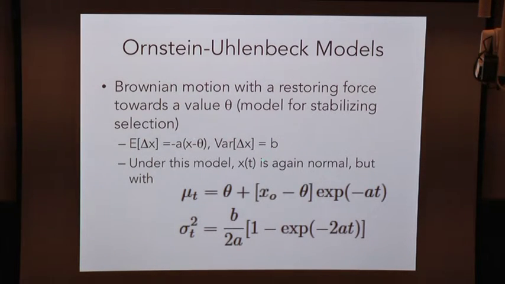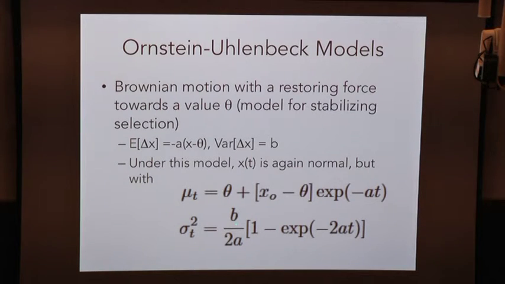And what you can show for this model is, again, the mean at time t is normally distributed, but now the mean doesn't stay at the initial value as its expected value. It basically goes to this value theta. So if you plug in t equals 0, you get the initial value minus theta. So the initial mean is there, but as you run this, it eventually settles on theta.